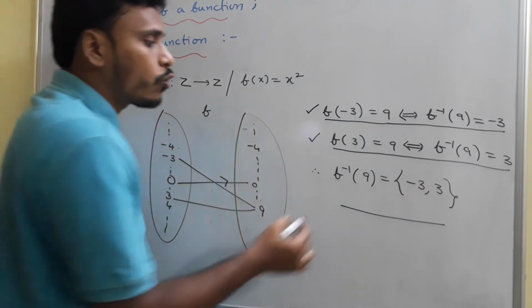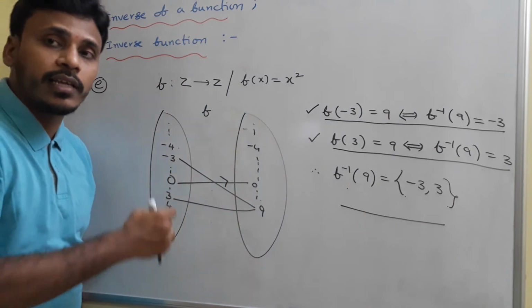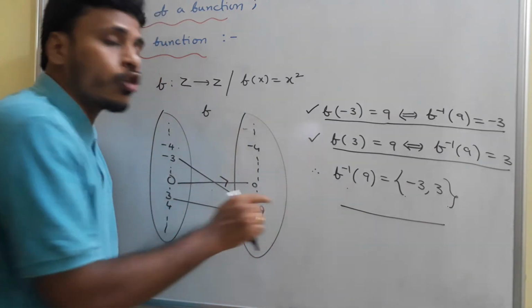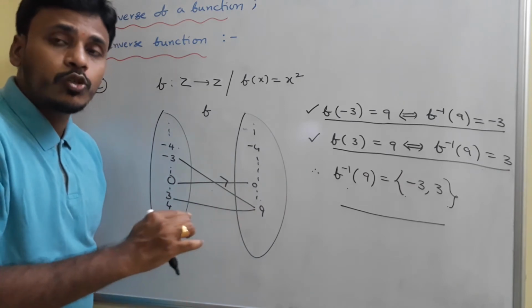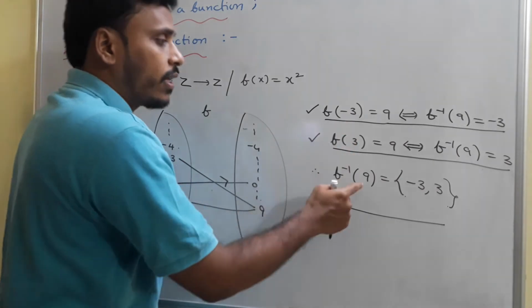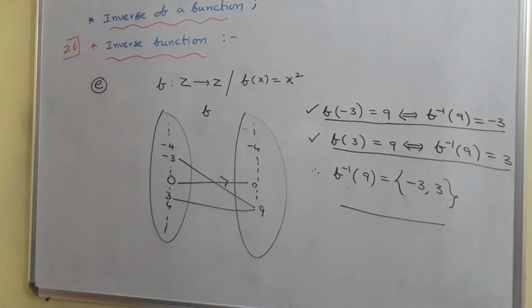When you combine these two, f inverse of 9 is equal to the set containing minus 3 and 3. That means sometimes it is minus 3 or 3. This is also a correct statement. According to the context of the problem, we need to utilize this notation. Just have a look at how to write f inverse of some number.